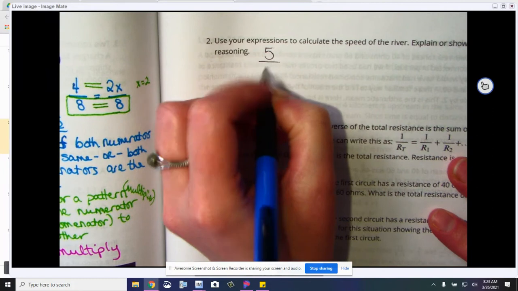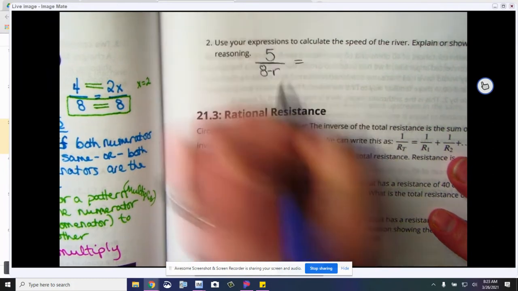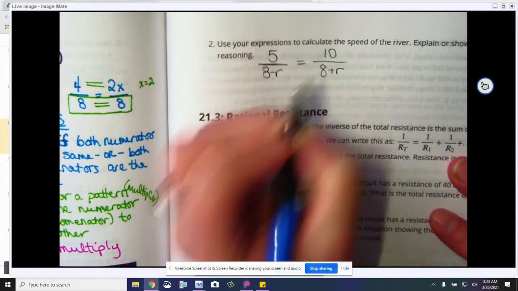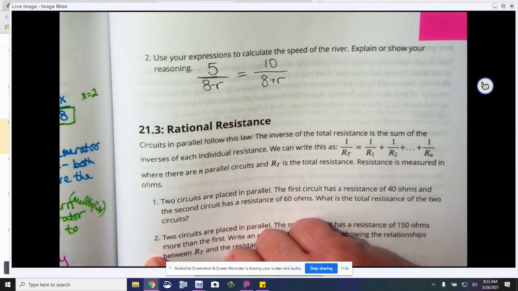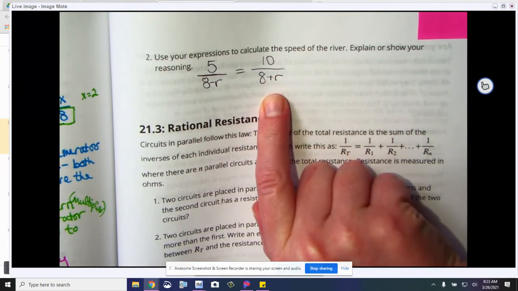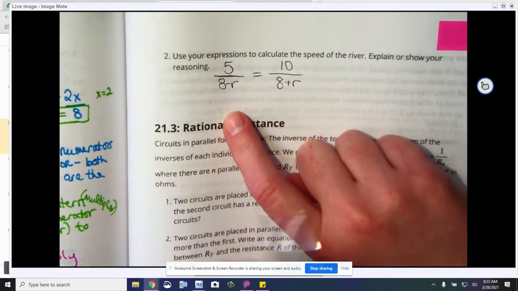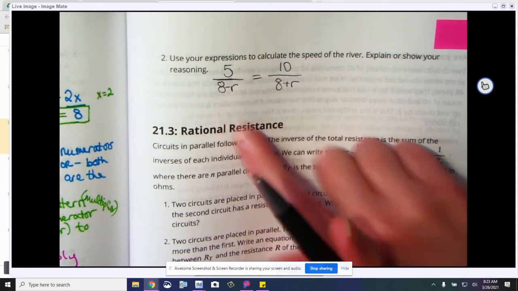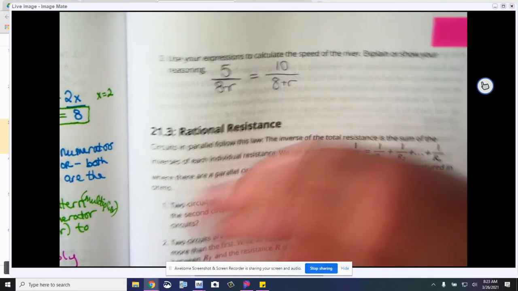5 divided by 8 minus r equals 10 divided by 8 plus r. So our time upstream equals the time it takes downstream. Now, if I'm looking for how I could go about solving these, there's a couple different ways we could go about it, and I'm going to look at our ideas from yesterday to see one way that we could go about doing this.